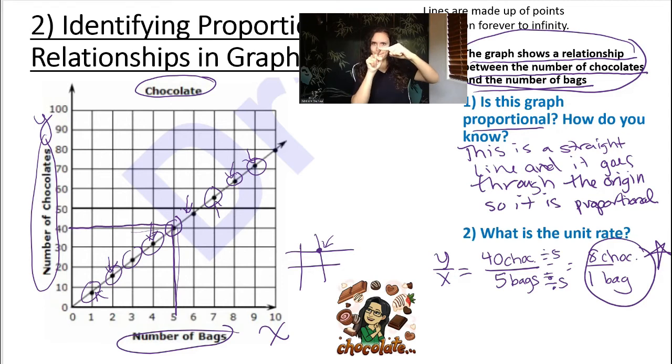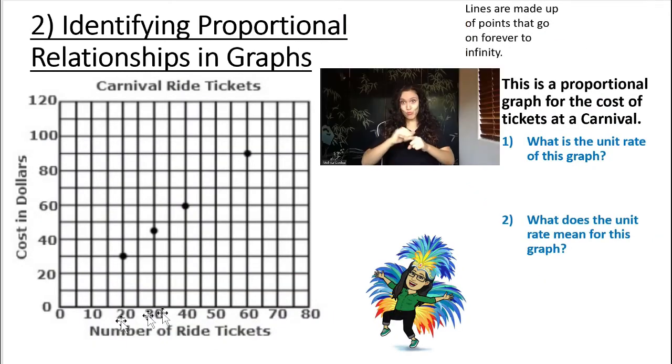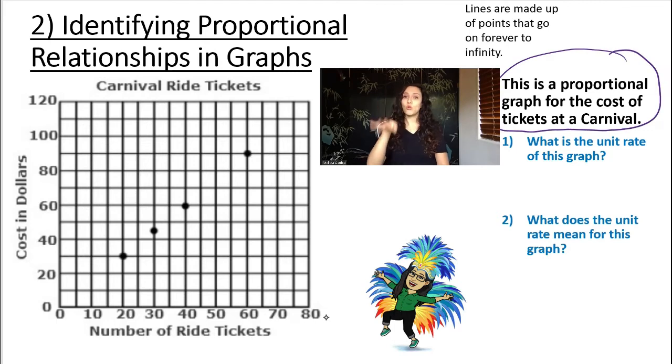All right, one more for practice. This one is talking about a graph about carnival ride tickets. So go ahead and press pause, try this one, and then come back when you're done. All right, so this one is saying this is a proportional graph for the cost of carnival tickets. It says, what is the unit rate? It's not asking you if it's proportional. It already told you it's proportional. What is the unit rate?